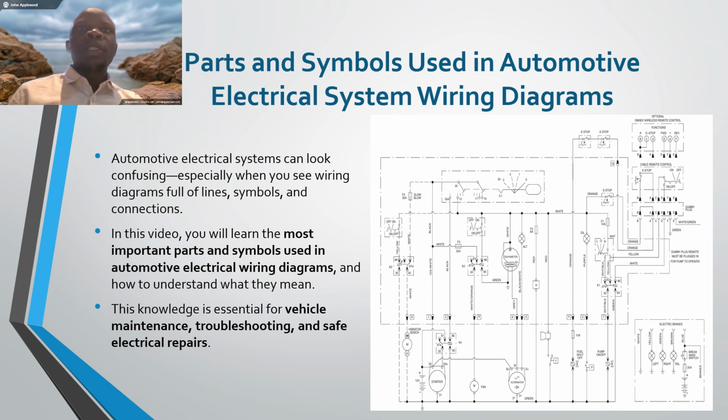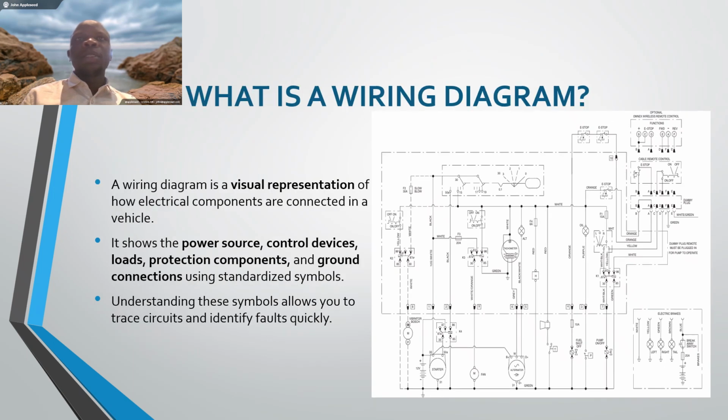Automotive electrical system can look confusing, especially when you see a wiring diagram full of lines, symbols, and connections. In this video, you will learn the most important parts and symbols used in automotive electrical wiring diagrams and how to understand what they mean. This knowledge is essential for vehicle maintenance, troubleshooting, and safe electrical repairs and installations.